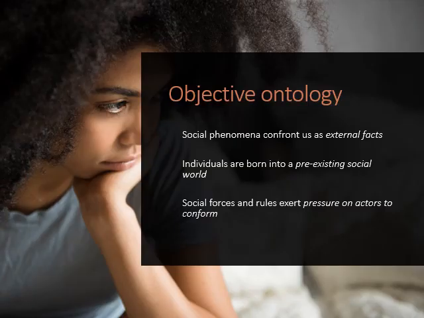Objective ontology in social science posits that social phenomena exist independently of individual consciousness or perception, and this perspective views social structures, institutions, and norms as external realities that individuals must navigate and respond to. So, according to objective ontology, social phenomena confront us as external facts. For example, institutions like the legal system, educational structures, or economic markets exist independently of any one person's beliefs or perceptions. These entities exert influence and impose constraints on individuals regardless of personal opinions.